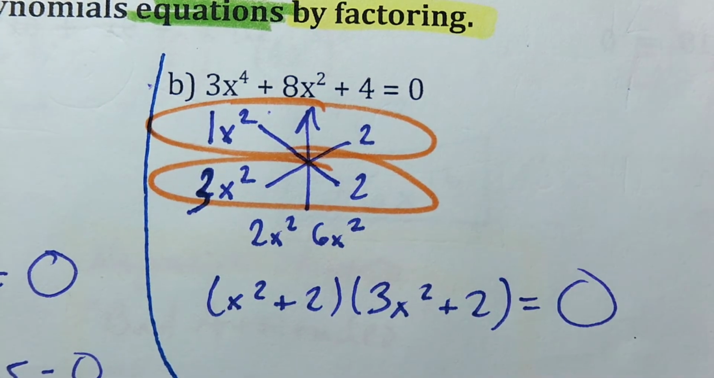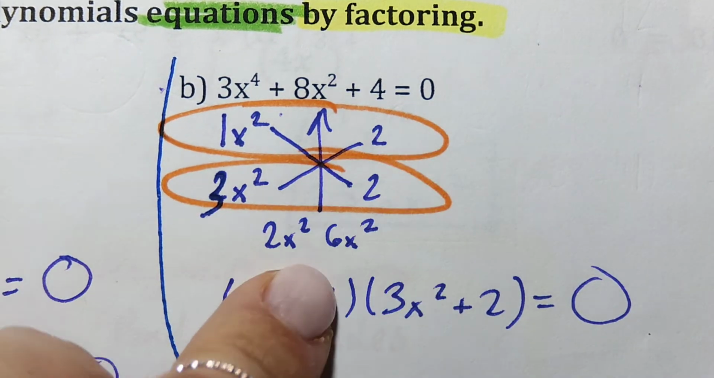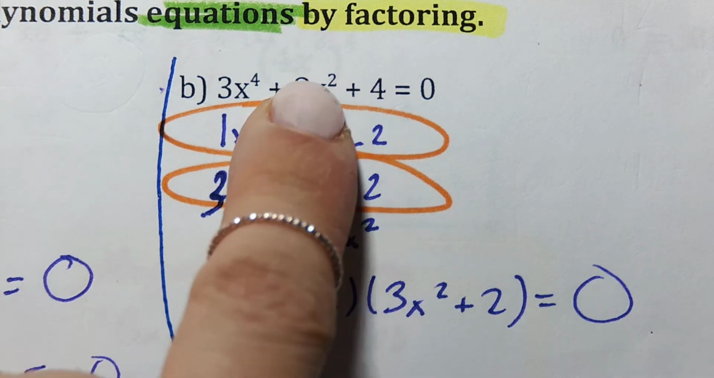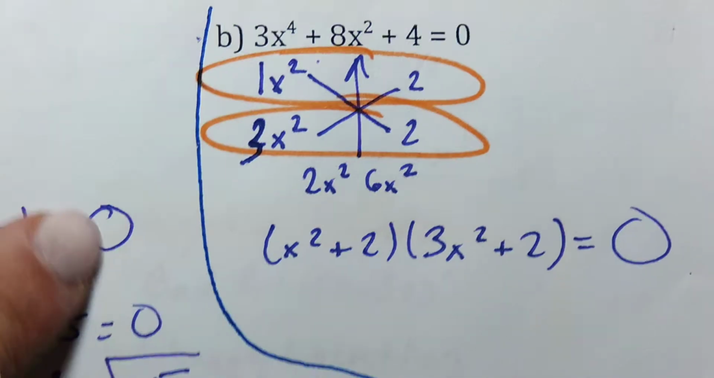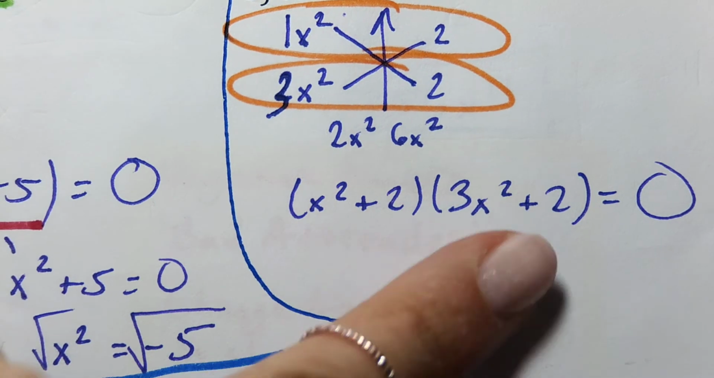Go ahead and take a check up here and see how we did. So not super bad because we didn't have to do any sign adjustments here. We get 1x squared times 2 is 2x squared, 3x squared times 2 is 6x squared. Add those together to get the 8x squared, no sign change necessary. And then we go straight across for our factors. So these are my factors.